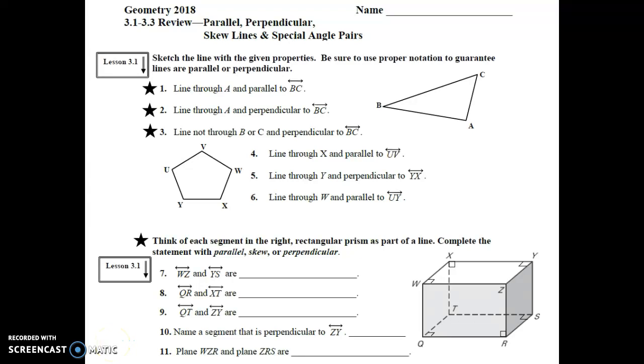All right, we're going to work on the Chapter 3 review covering sections 3.1 to 3.3. We're going to talk about parallel and perpendicular lines. We're going to talk about skew lines and then the special angle pairs that go along with those.